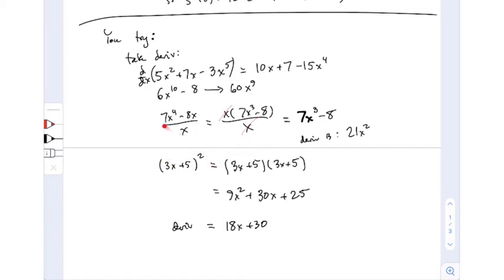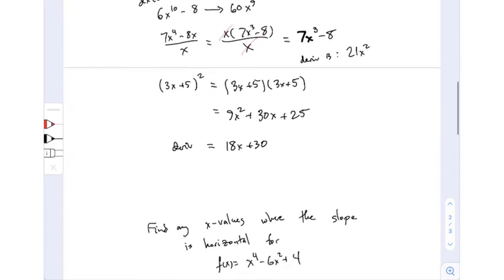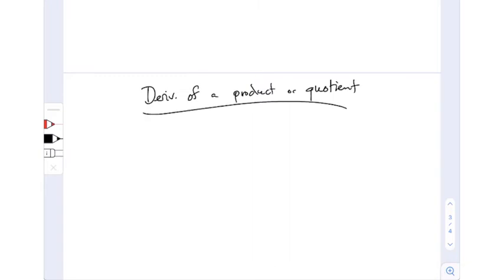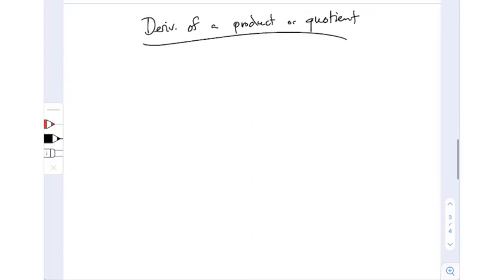There's also a special rule for something like this, which is a quotient of two things. It's in a fraction. There's also a rule, we didn't do one like that, for when you have two functions multiplied together. So what I want to talk about for most of today is the derivative of a product or quotient. All right, the derivative of a product or a quotient. We've got rules for those things. They are called the product rule and the quotient rule. Easy to remember the names of them, at least.